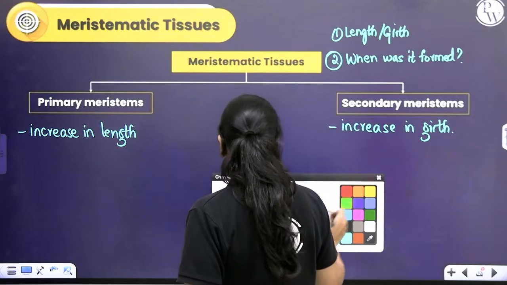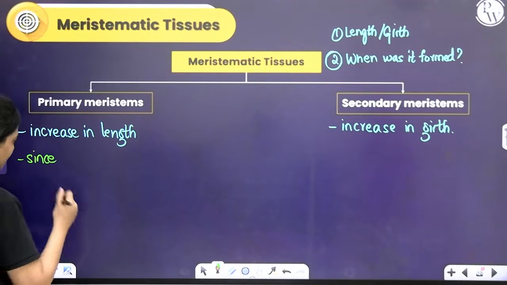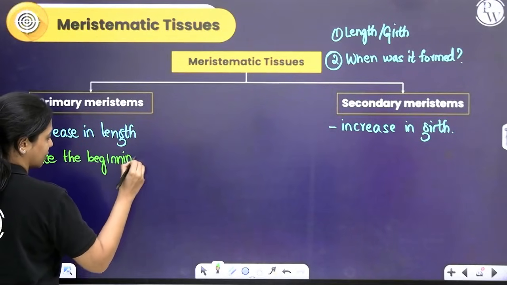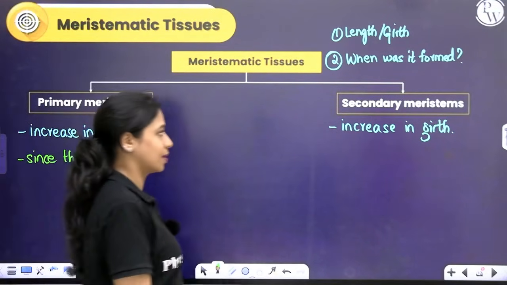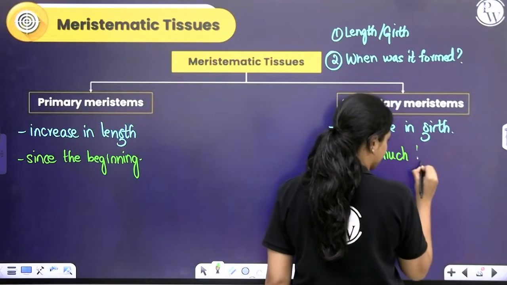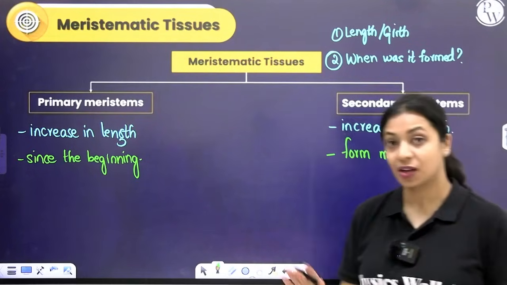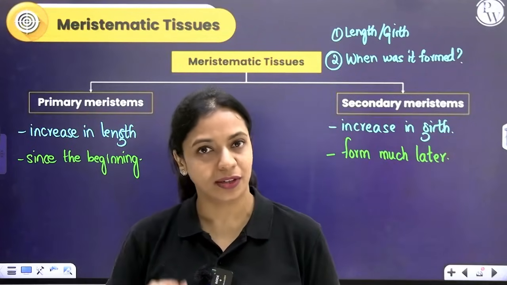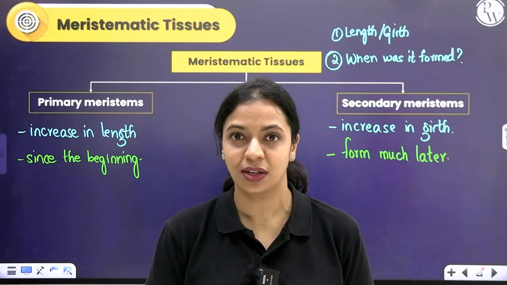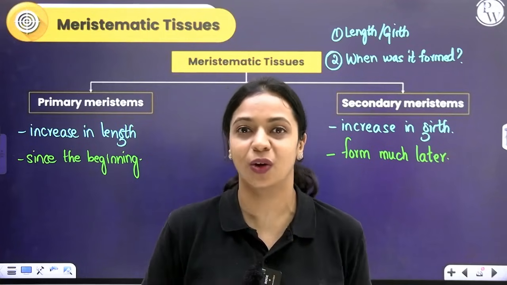Primary meristems have been present in the plant since the beginning, since the plant germinated and formed. Primary meristems will be present. Secondary meristems form much later. Okay, so these secondary meristems are not there from the beginning. If they're not there from the beginning, how can they form later? Whatever permanent tissue will be there in the plant which has lost the ability to undergo cell division, if those permanent tissues regain the ability to undergo cell division and become meristematic, then we call it secondary meristem.